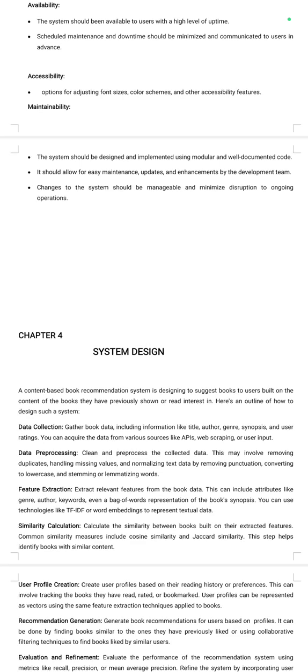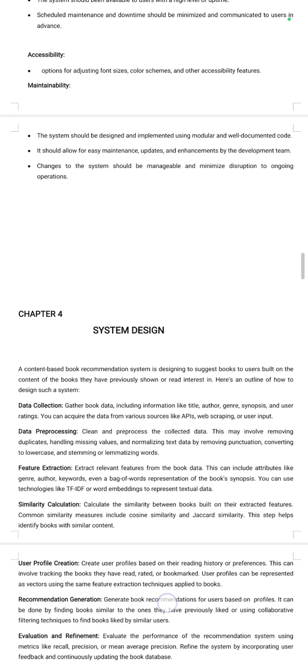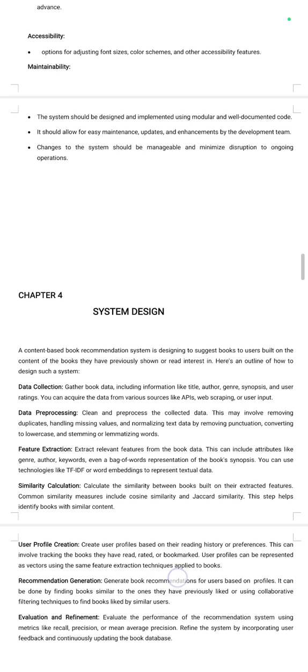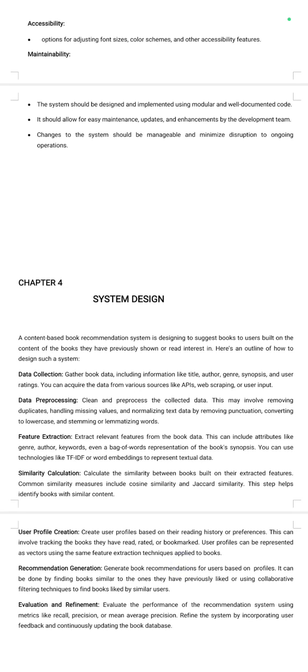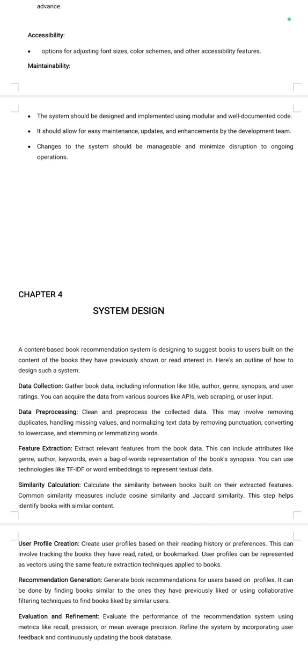In system design, the content based book recommendation system is designed to suggest books to users based on the content of the books they have previously shown or read interest in. Here is an outline of how to design such a system: data collection, data processing, feature extraction, similarity calculation, user profile creation, recommendation generation, evaluation, and refinement. Data collection: gather book data including information like title, author, synopsis, and user ratings. You can acquire the data from various sources like APIs, web scraping, or user input.